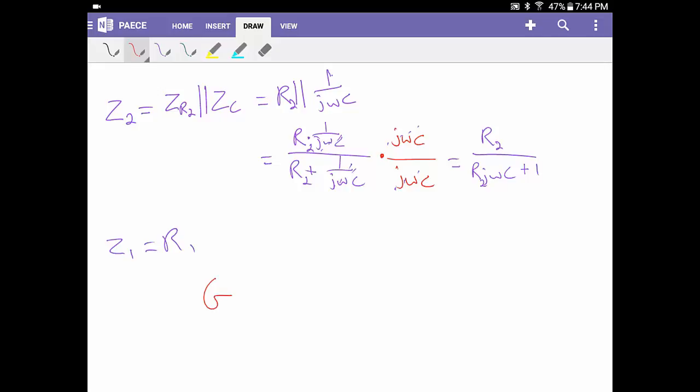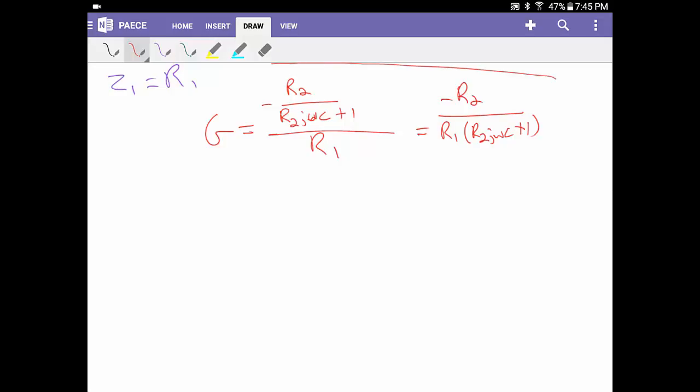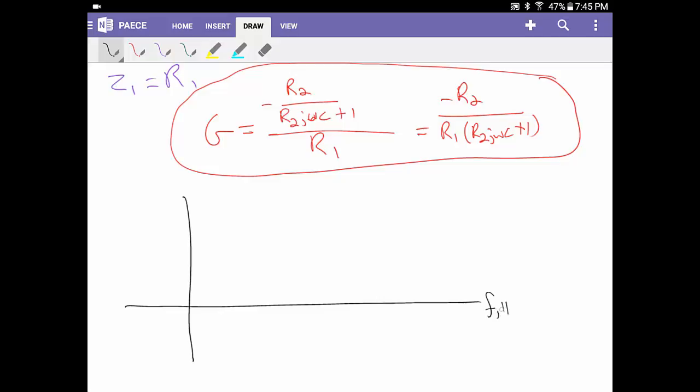So our gain is going to be equal to minus, and I'm going to apologize right now for how painful this math is going to look, but it's really not that bad, over R1. So we can rewrite this as negative R2 over R1 times R2 J omega C plus 1. So this is the overall gain of this op-amp configuration. If we were to look at the frequency characteristics again, frequency on the x-axis and our gain on the y in decibels, look what happens in this term when omega goes to 0.